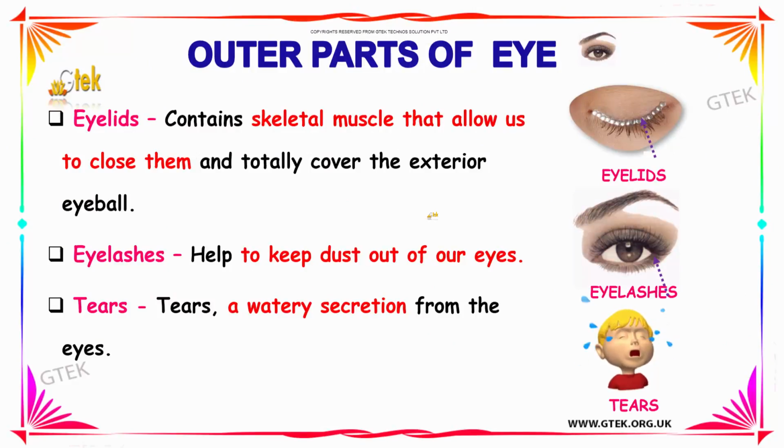Next, we are going to see the outer parts of a human eye. The outer parts include the eyelids, the eyelashes, and the tears. Eyelids contain skeletal muscle that allows us to close them, and they totally cover your exterior eyeball from other agents like dirt or other harm. So eyelids act as a protective factor. Your eyelashes help to keep the dust out of your eyes. Hence, your eyelashes act as a factor which protects the eyes from getting into contact with the dust. Tears are nothing but a watery secretion from the eyes in order to lubricate the eyes.